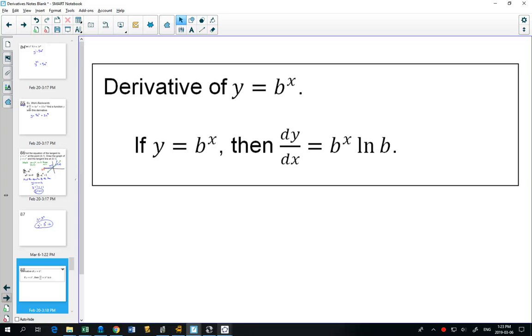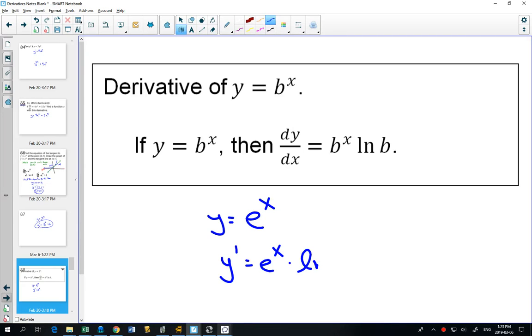Can you see that this still works if b is equal to e? If I have e to the x, could I make my derivative e to the x times the natural log of e? Yes, because the natural log of e is 1. So now the question is, why does this work? Or why do we have that extra natural log in there? Where does that come from?